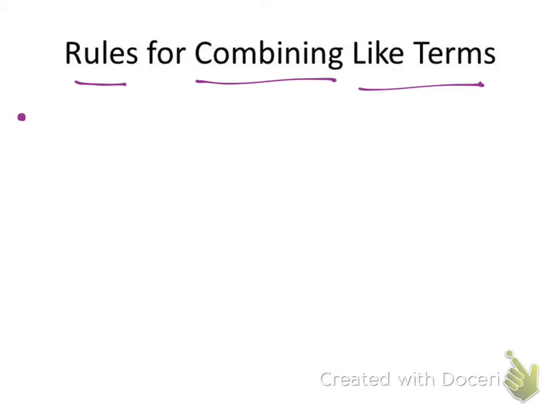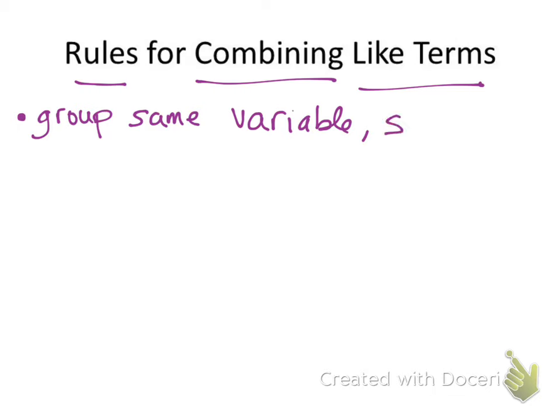First, we have to make sure they're alike. To be alike, what do they have to have? Two things. They have to have the same variable, same exponent. So first we're going to group them by variable and exponent. I'm going to use that by underlining. So I'm going to underline everything that has the same variable, same exponent.